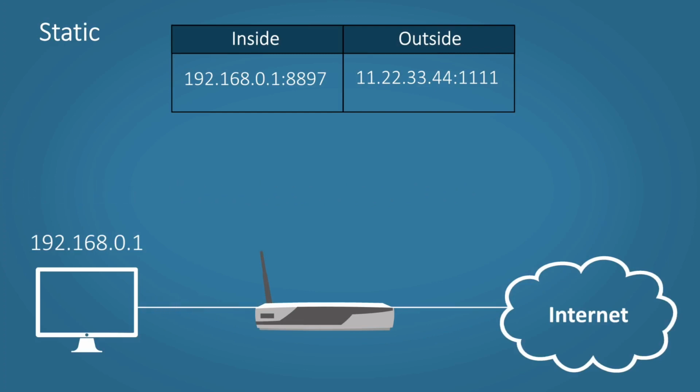This version of NAT is mostly used for public servers like web servers, for example, where the port will always be 80, for example, for HTTP.